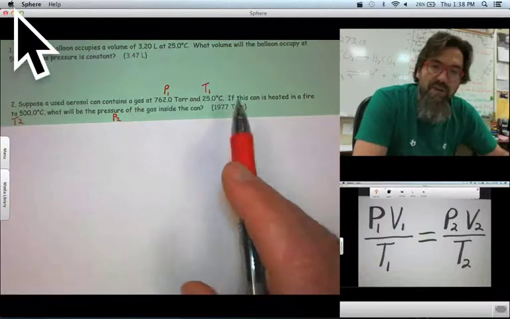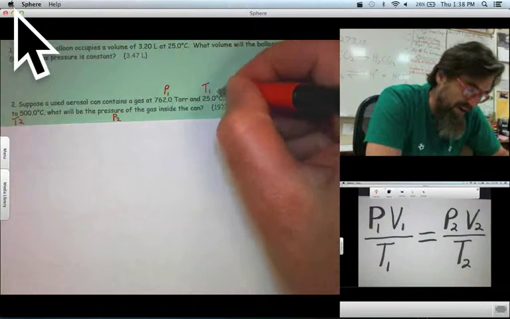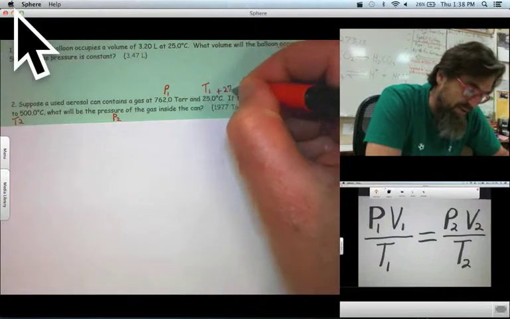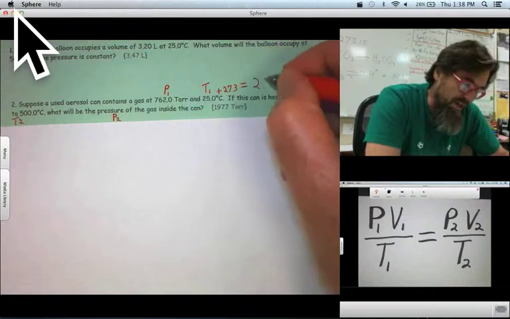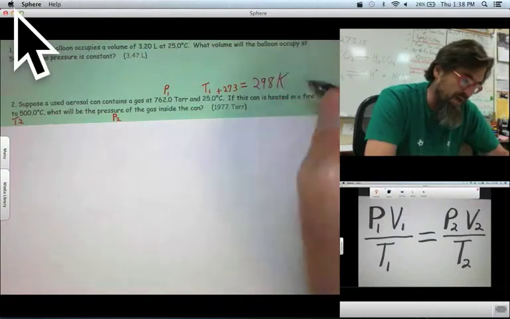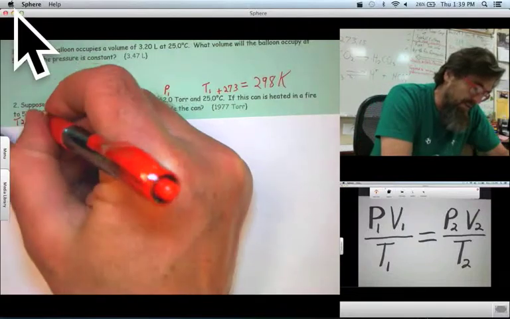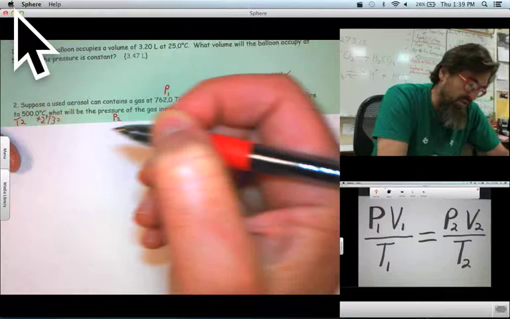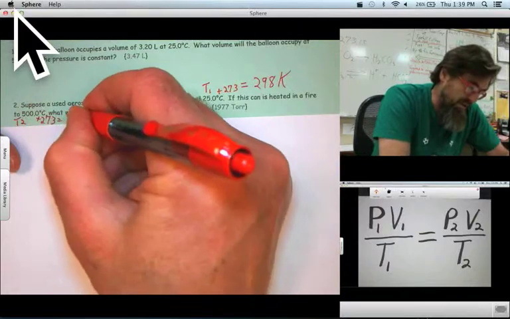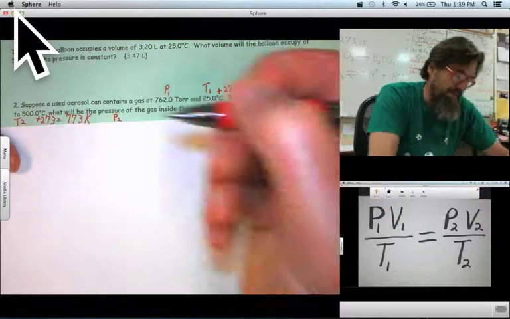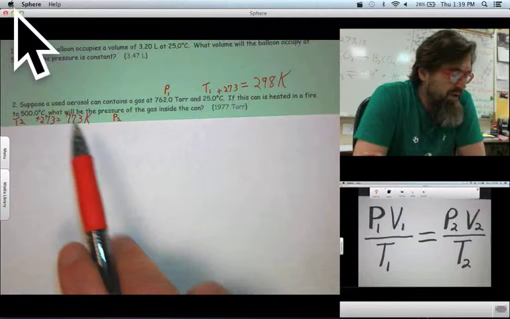So when you solve this problem, actually, step 2 is convert to Kelvin. Let's not forget that. So 25 degrees C plus 273 equals, that's 298. Okay. And 500 degrees C plus 273 equals 773 Kelvin. Always write the units. Okay, so now we're ready for step 3.